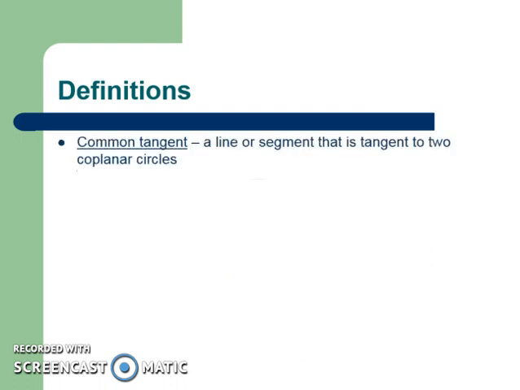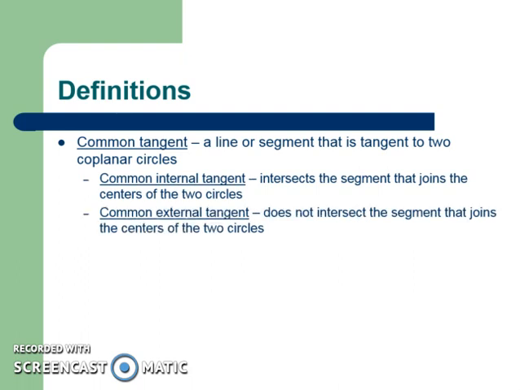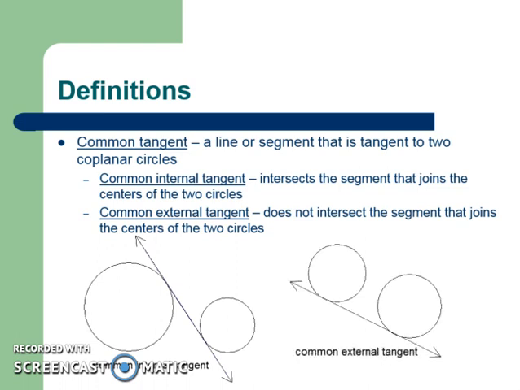Then we have common tangents. These are a line or segment that is tangent to 2 coplanar circles. You can have internal tangents, and you can have external tangents. Internal tangents are segments that go between the 2 circles, and external tangents intersect the circles outside of the circles. So here is a type of internal. Notice it goes between the 2 circles, and here is an external, touching outside of the circles.